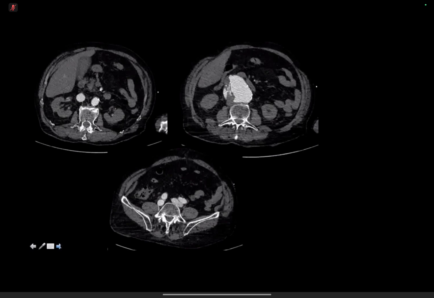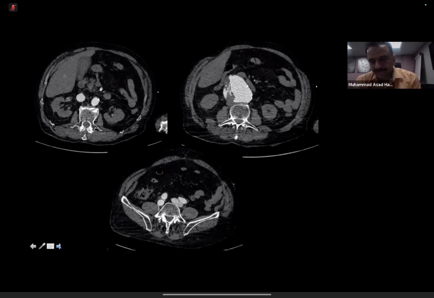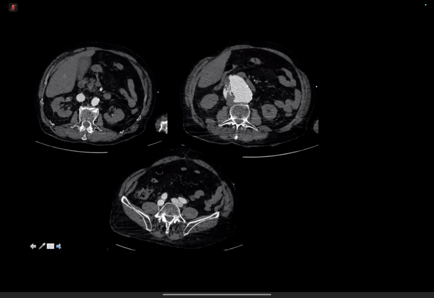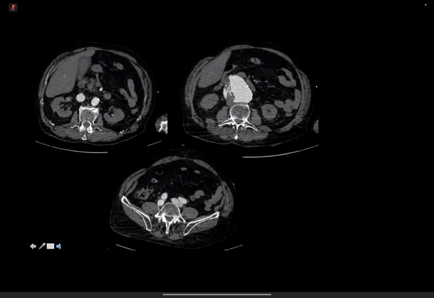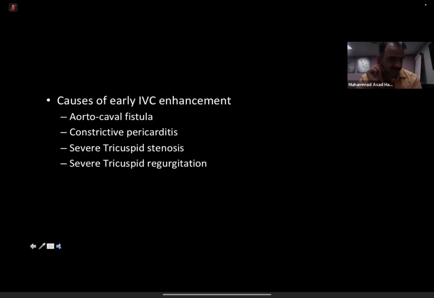Could there be some sort of AV malformation that can cause this? AV malformation is the only thing I can think of. AV malformation is basically another way of saying fistula, isn't it? Yeah, fistulization. Basically, I've just described here the causes of the early IVC enhancement.